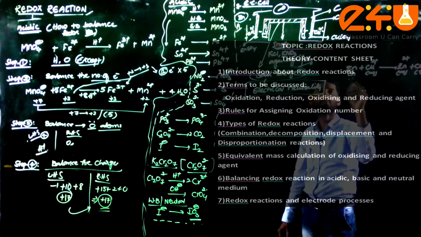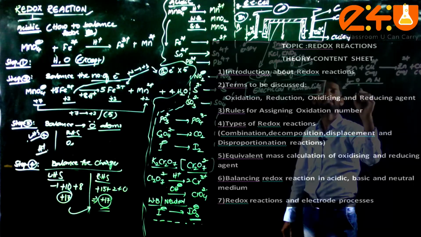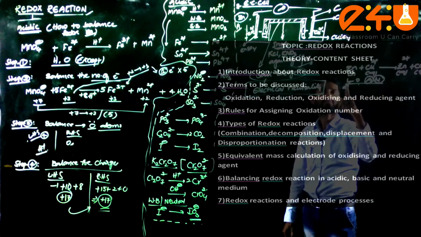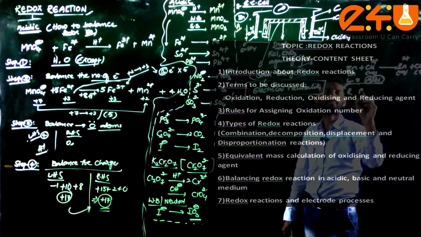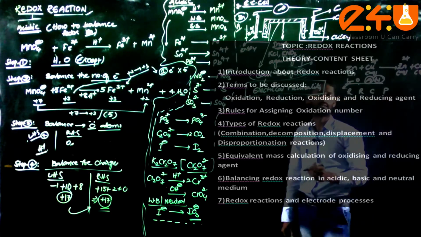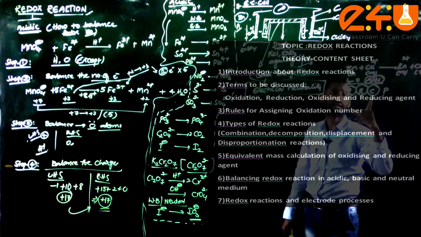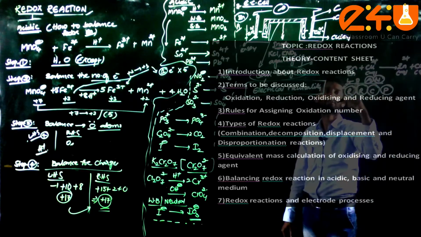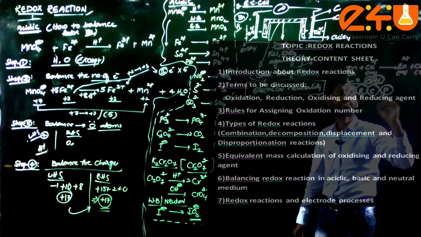If you want to calculate the total, one small tool is there which we all know: LOAN. Left side oxidation takes place, that is the anode, and its charge is negative. Next one is RRCP: right side reduction takes place, that is the cathode, and its sign is positive. RRCP, LOAN: left side oxidation, anode negative; right side reduction, cathode positive.